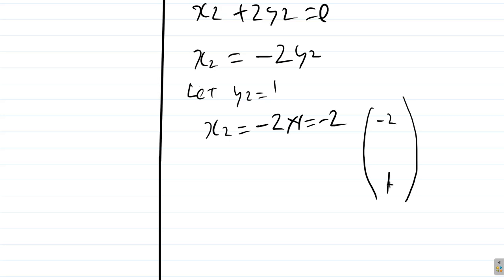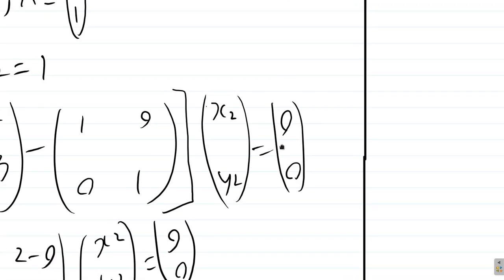But here, x2 is negative 2y2. So whatever y2 is, multiply by negative 2 and I get x2. That is the eigenvector.